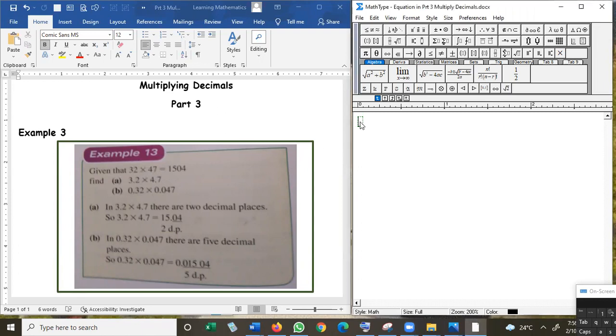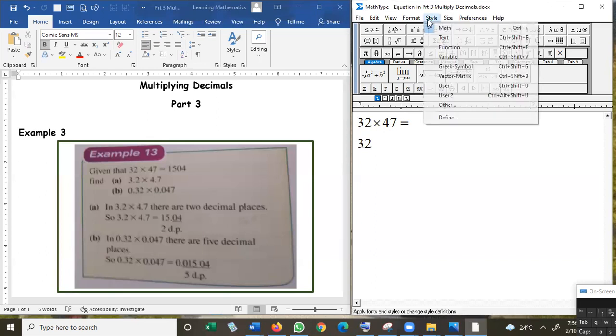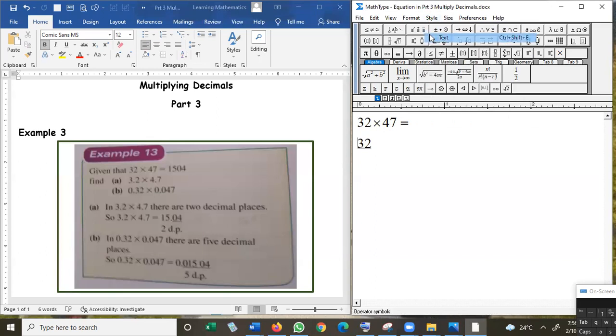So I needed to write down 32 times 47 is equal to. So let's together see if 32 times 47 is 1504. So vertically, let's write 32. So we're going to do this vertically.